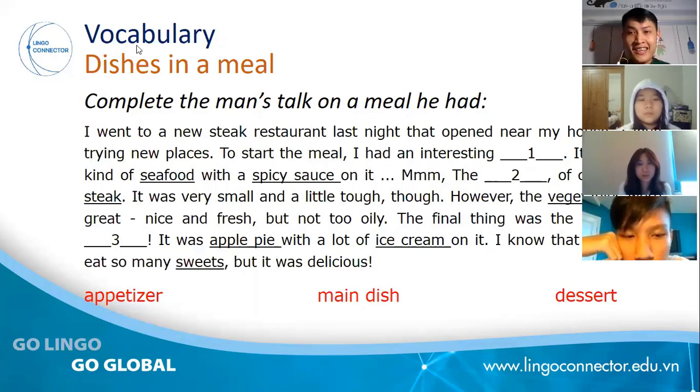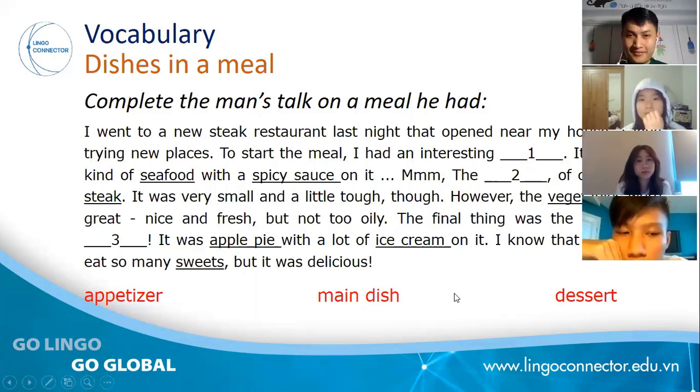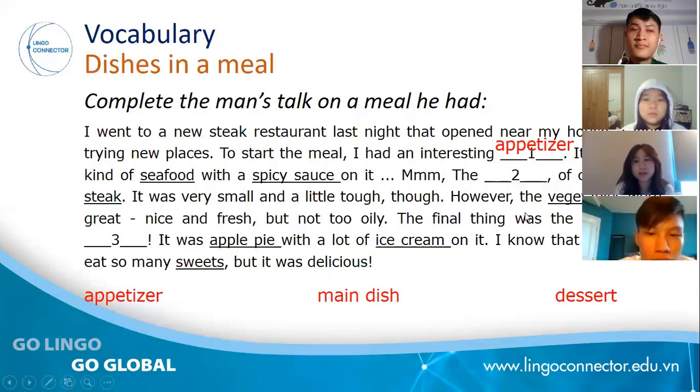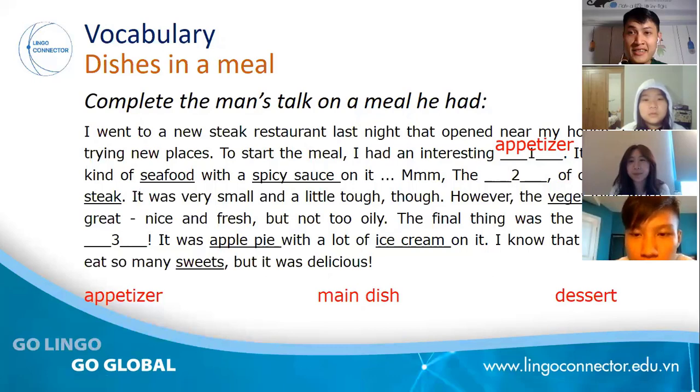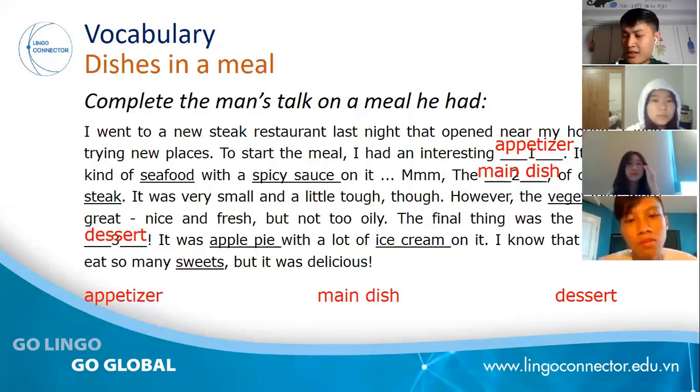Okay, cool. I hope you've got all of your answers. It's not too difficult, right? So, Hannah, what's for number one? I had an interesting appetizer. Appetizer, okay. For number two, please. The main dish. Yeah, the main dish course was steak. And number three, Andy? The dessert. The final thing was the best, the dessert. Dessert. Okay, good job.